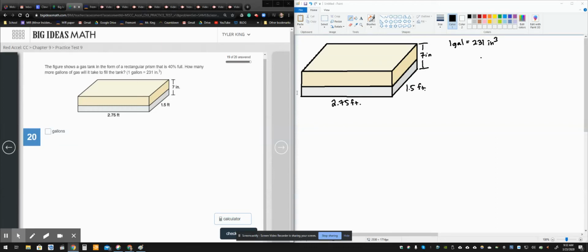The figure shows a gas tank in the form of a rectangular prism that is 40% full. How many more gallons of gas will it take to fill the tank? So the first thing that we need to do is find the volume of the tank.